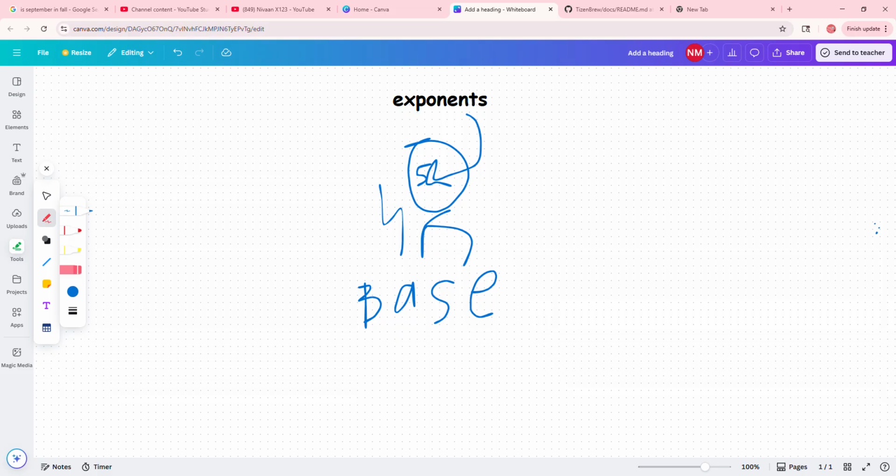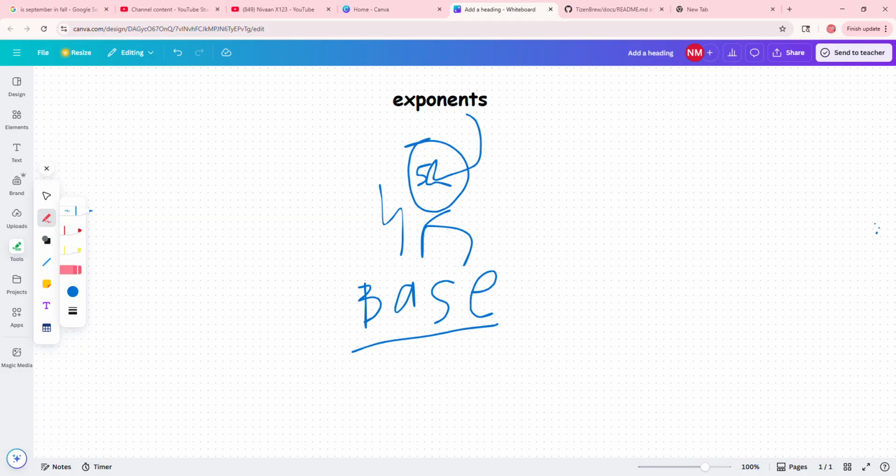Guys, today we're going to be learning about exponents. You might see something like this: a 4 with a smaller 5 on top. But what is that smaller 5? What does it mean? So, 4 is called a base.